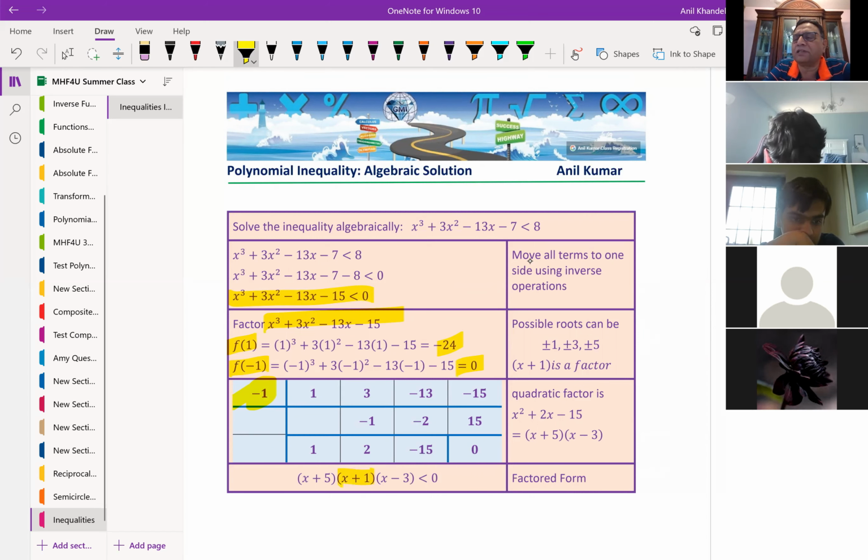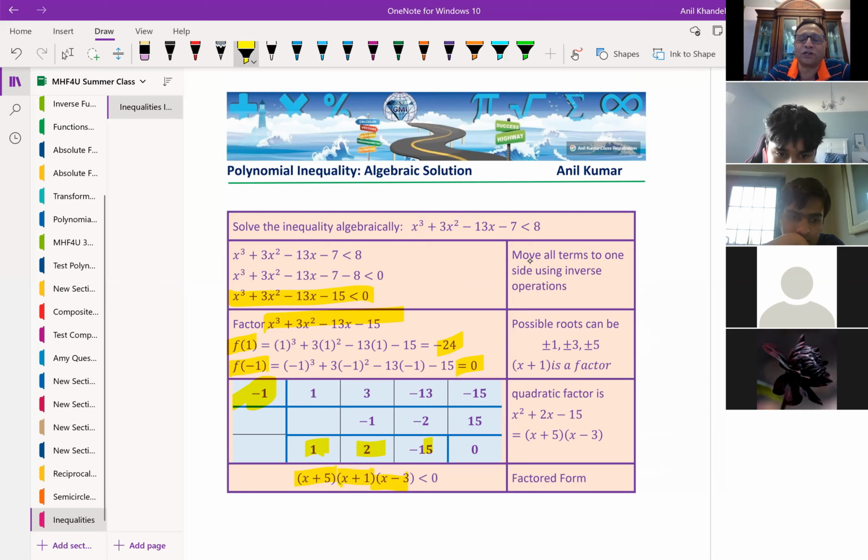We can divide by minus 1. Synthetic division is shown here. We got the same result, and we know minus 15 is the product and the sum is 2, so 5 times 3, 3 negative, 5 positive. So we got the other two factors. Now we have a factored form of our polynomial. It is very easy to write down the solution.